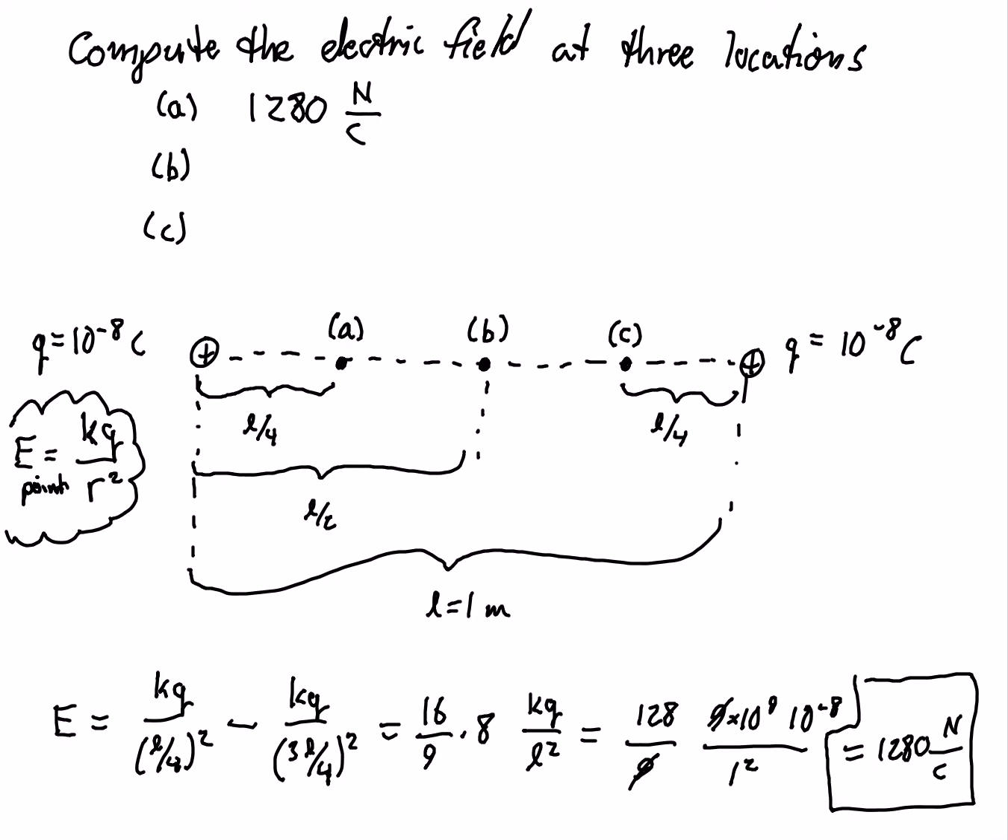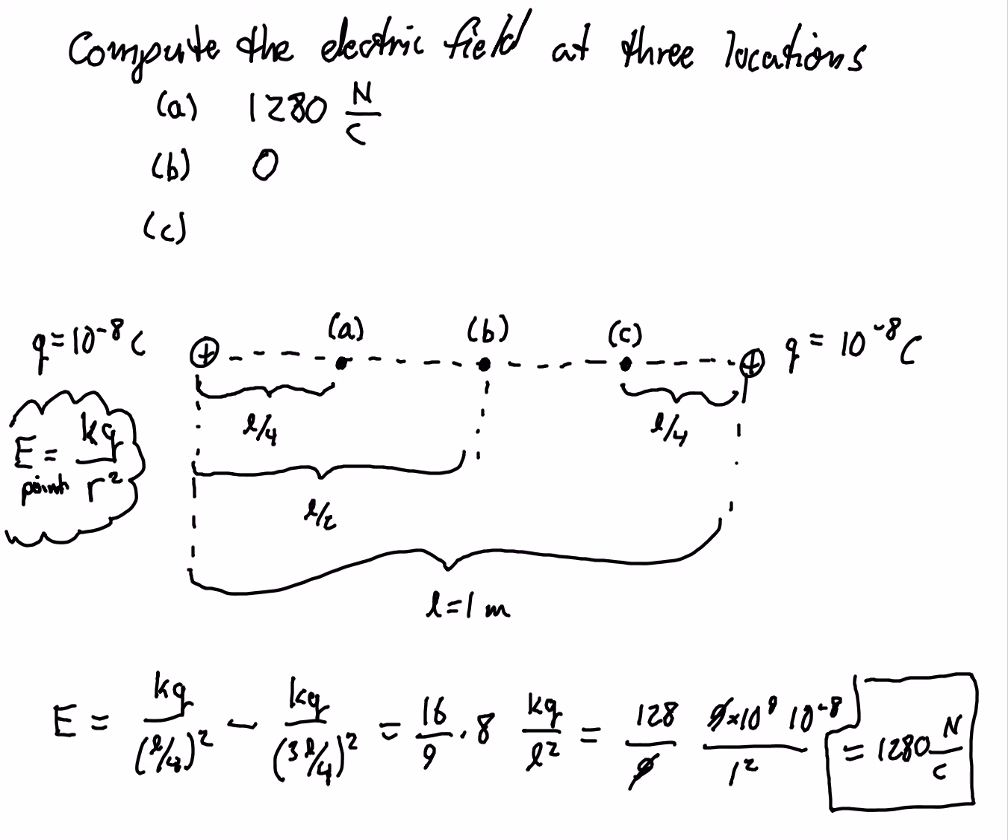Now that's at location A. How about location B? Well, location B, because it's right in the middle, half the distance, is going to get an equal and opposite repulsive electric field from the charges on the left and the right. They'll exactly cancel, so we know right away that the electric field there is 0.